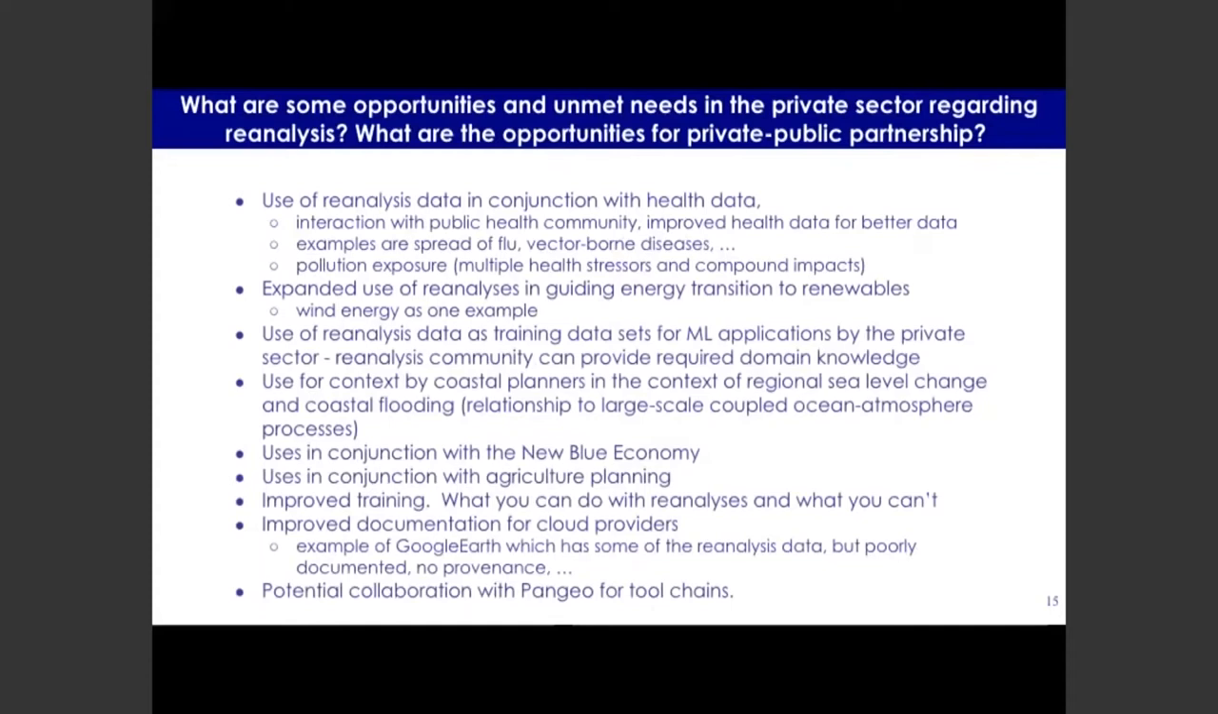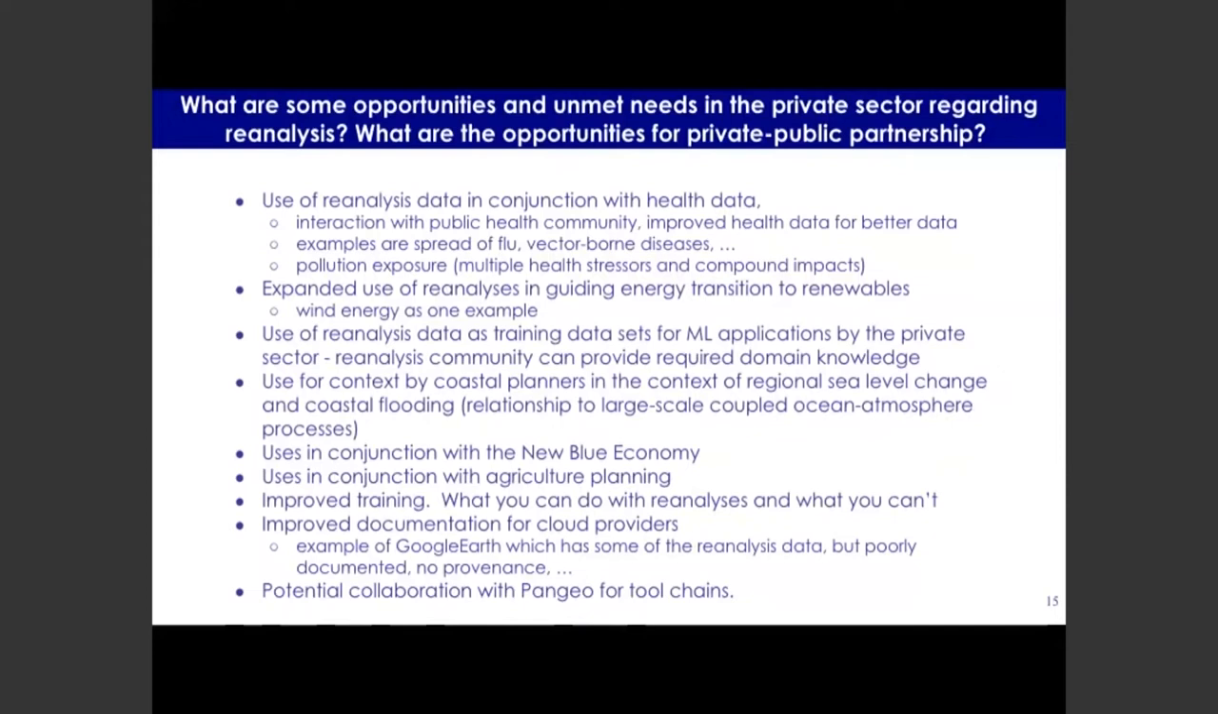So the next question that was discussed was, what are some opportunities, unmet needs in the private sector regarding reanalysis, and what are the opportunities for private sector public partnerships? There's a list of things that were identified in different breakout groups. First one is the use of the reanalysis data in conjunction with health data, so interaction with the public health community.